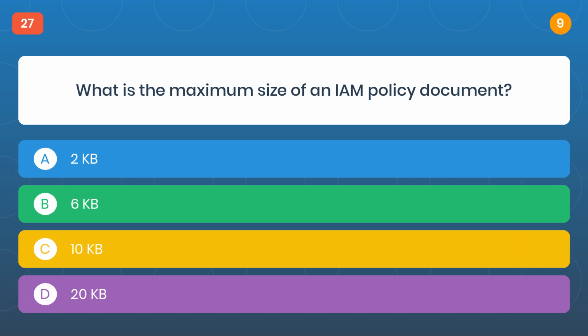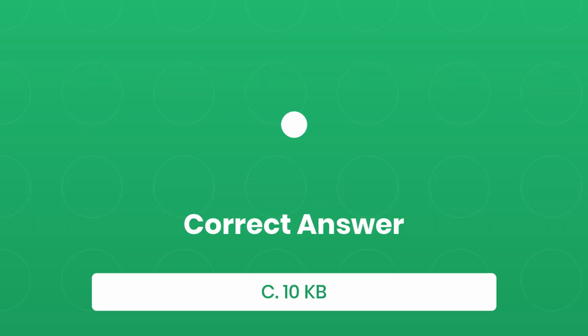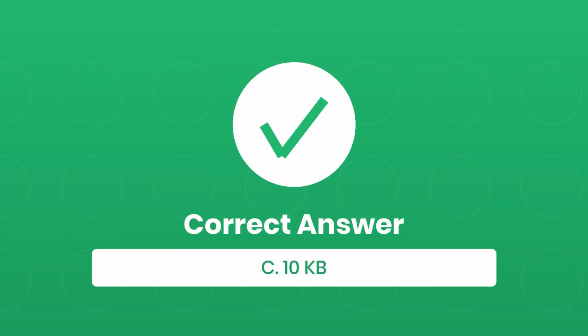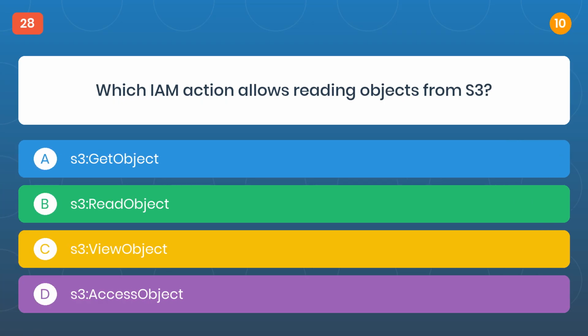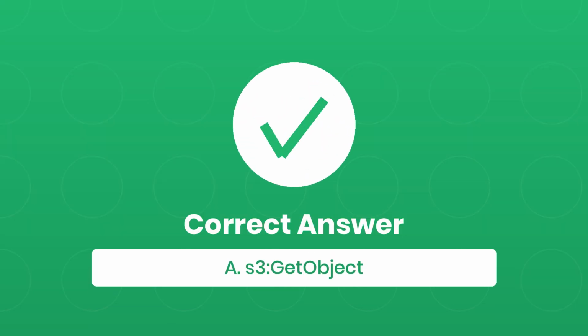Question 27. What is the maximum size of an IAM policy document? The correct answer is C, 10 kilobytes. Question 28. Which IAM action allows reading objects from S3? The correct answer is A, S3:GetObject.